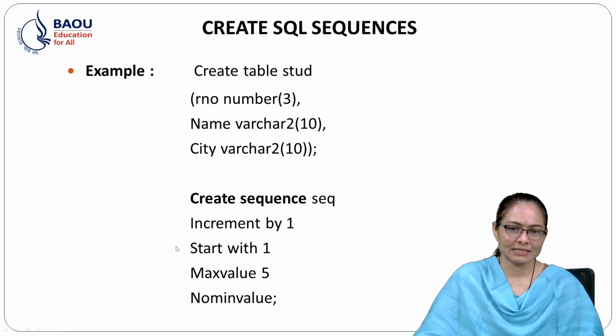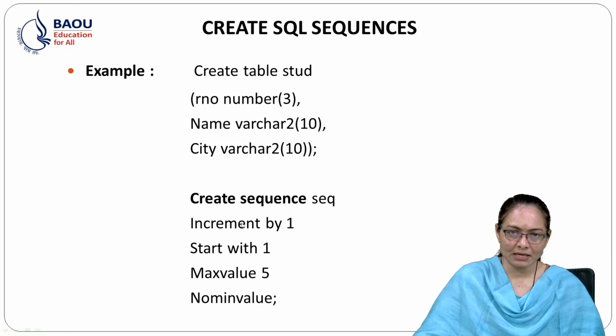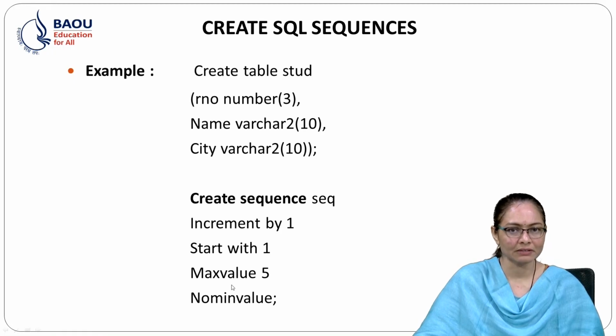Increment by 1, start with 1, maximum value is 5 and no minimum value. This sequence is generated starting with the value 1 and the maximum value is 5, meaning it ends with the value 5. Increment by 1 means starting from 1, then incremented by 1 to 2, then 3, 4, up to 5. After 5 the sequence does not work. We insert the next record manually. Using a sequence, we cannot insert the record manually. It is automatically generated. So, this sequence is used for the roll number.